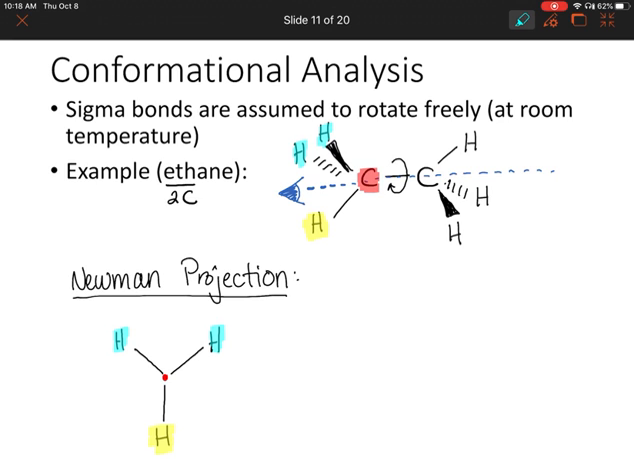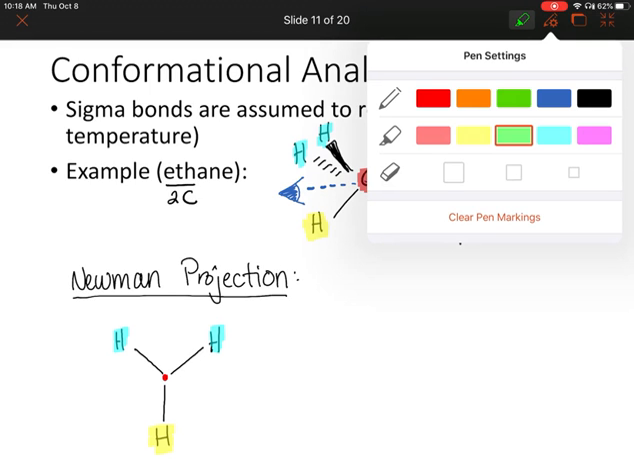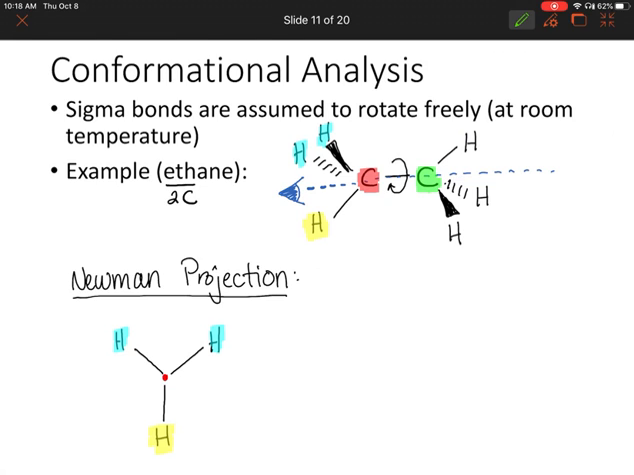Okay. So now we need to represent the back carbon. So I'm going to highlight that in green. Hopefully you're not red-green colorblind. I know some people are. I should probably have more color options. But the back carbon is going to be represented by a circle. So that's actually behind these bonds here. So let me just draw over that.